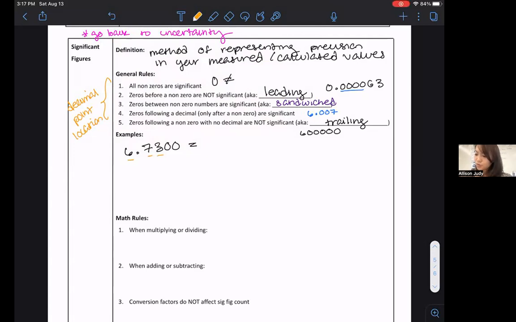Well, let's look at rule 2. Zeros before a non-zero, we don't have any of those, so skip over that. How about zeros between non-zero numbers? We don't have any of that. How about zeros following a decimal after a non-zero? That's us. So we would count those 2 zeros, and now we have a total of 1, 2, 3, 4, 5 significant figures represented in this value.